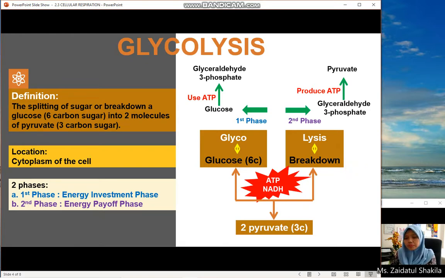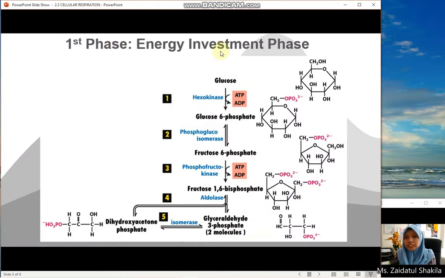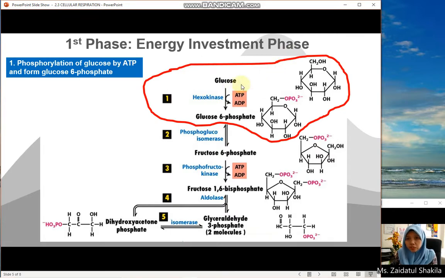Now, let's look at the first phase first, which is the energy investment phase. Step number 1: glucose, which is in the cytoplasm of the cell, is converted into glucose 6-phosphate. This reaction is catalyzed by the enzyme hexokinase. The word kinase refers to the transferring of a phosphate group to a reactant, which is glucose. So where does the phosphate group come from? It comes from ATP. ATP donates a phosphate group to glucose and glucose becomes glucose 6-phosphate. What happened to ATP? It lost a phosphate group and becomes ADP.